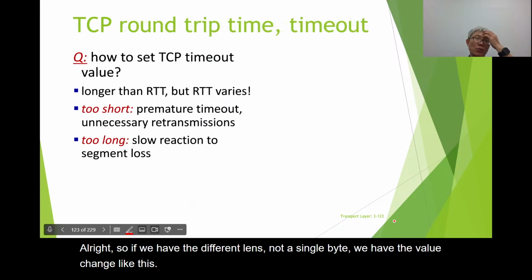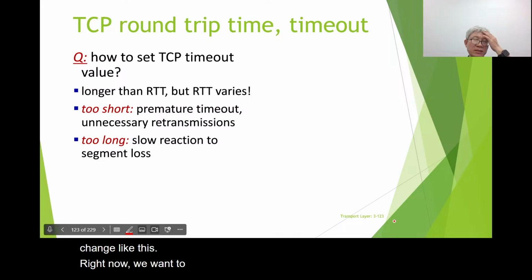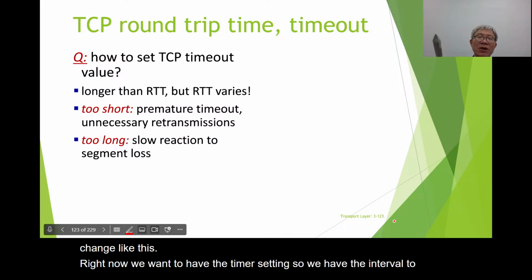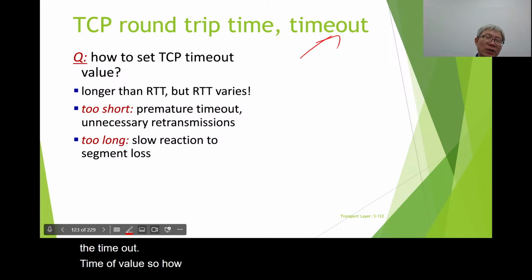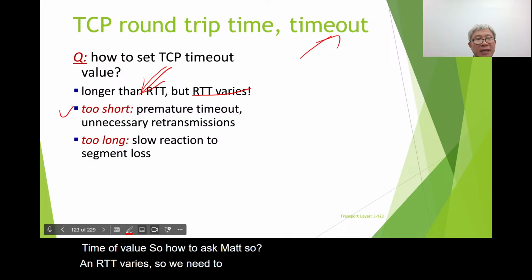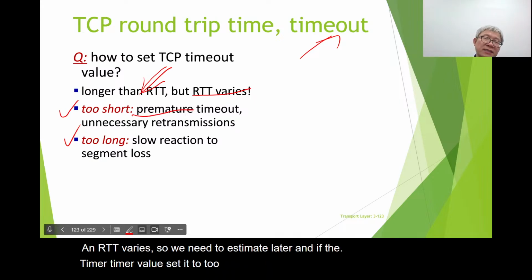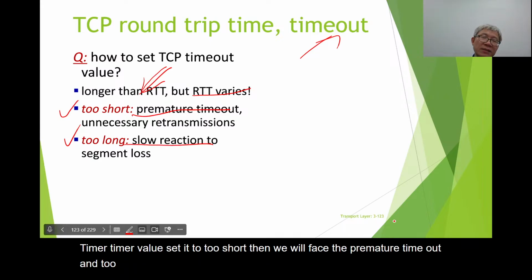Well, right now, we want to look at the timer setting. We have an interval to set the timeout timer value. So how to estimate it? It should be longer than the RTT for sure. And RTT varies, so we need to estimate it later. If the timeout value is set too short, then we will face premature timeout. And if it's too long, then we will get a slow reaction to segment loss.